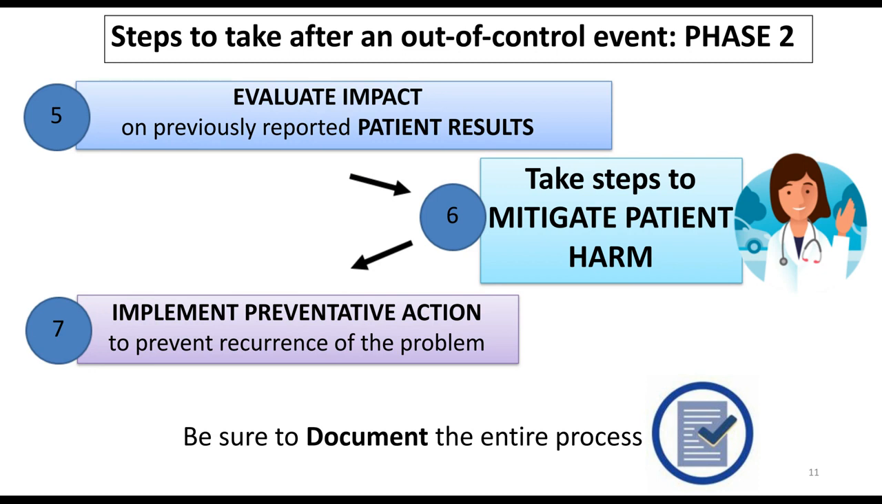Then we need to mitigate or reduce any potential patient harm that resulted from the erroneous results. This is accomplished by issuing corrective reports and calling those corrections to the ordering providers so that they are aware and they can take any necessary steps to change their clinical course of action. Broad communications may also need to be issued to all of the laboratory's clients.